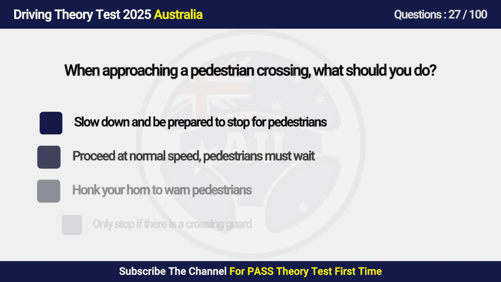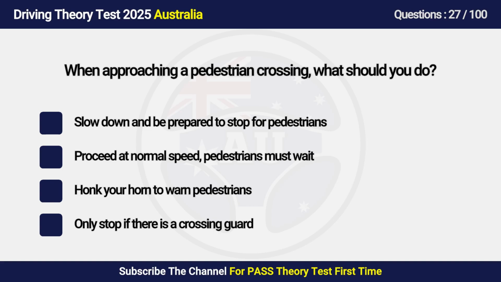Question 27. When approaching a pedestrian crossing, what should you do? A. Slow down and be prepared to stop for pedestrians. B. Proceed at normal speed. Pedestrians must wait. C. Honk your horn to warn pedestrians. D. Only stop if there is a crossing guard.